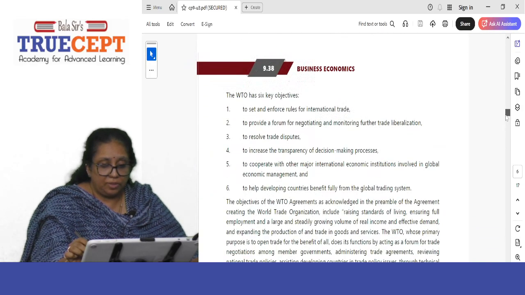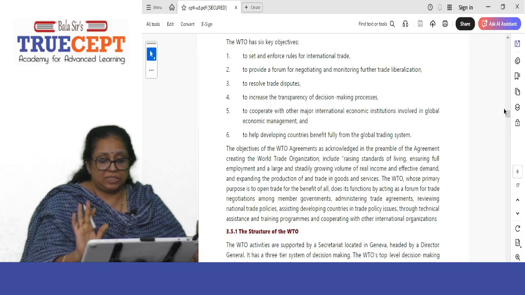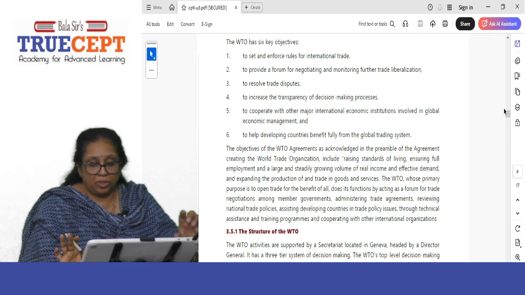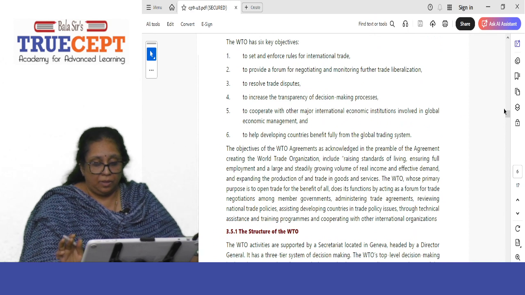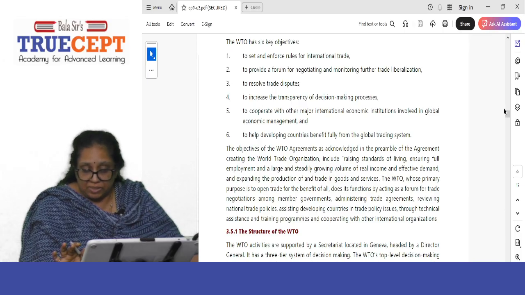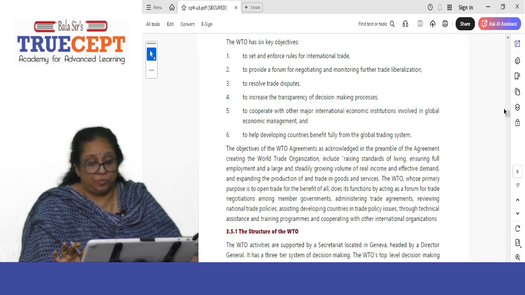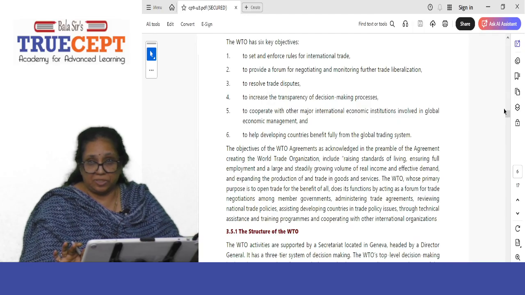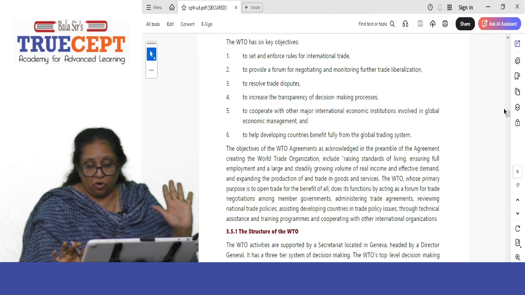In WTO, the 6 key objectives, please memorize. One question is possible here. In the key objectives: how to set and enforce rules for international trade, provide a forum for negotiating, monitoring, further trade liberalization, to resolve trade disputes. So, there are questions that are possible in these 6 key objectives.